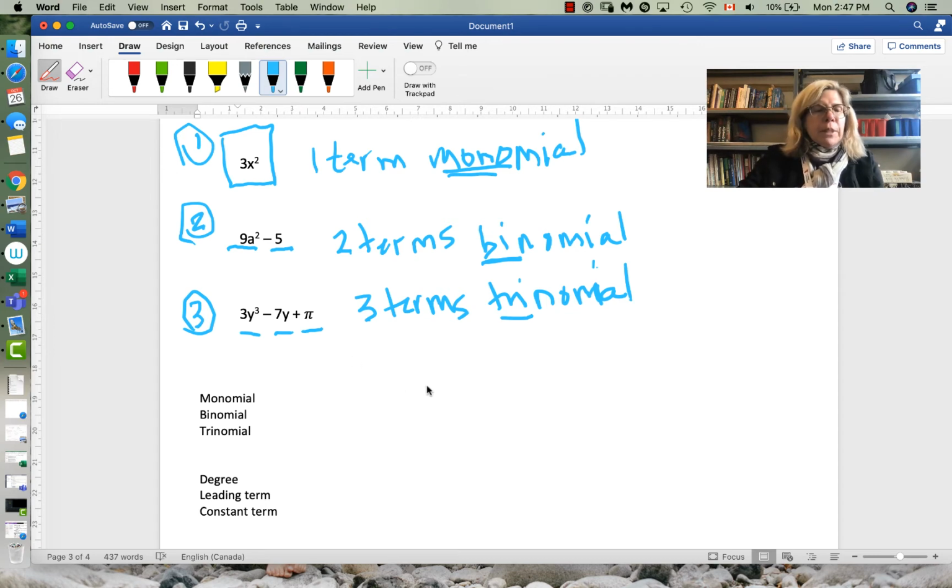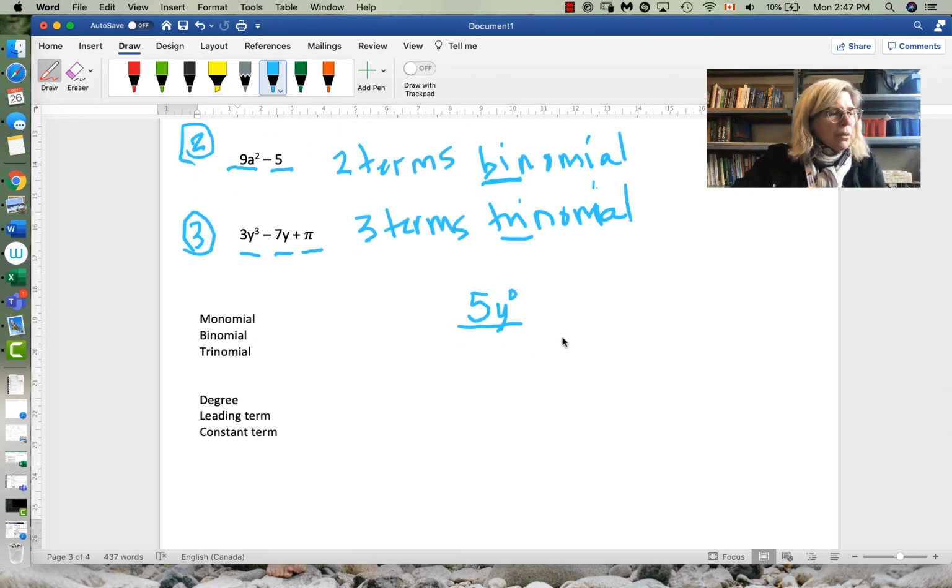So let me give you some examples. If I said this is a polynomial, 5, is that true or false? Well, it's true. It's true because it could be 5y to the 0, and it is a term, so it is a polynomial. And it's also a monomial.